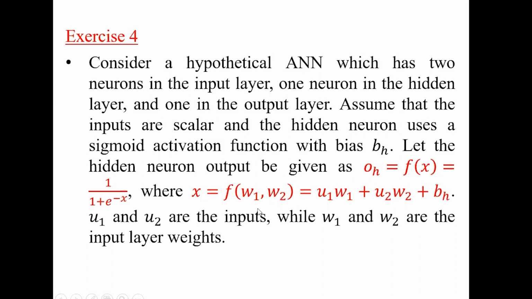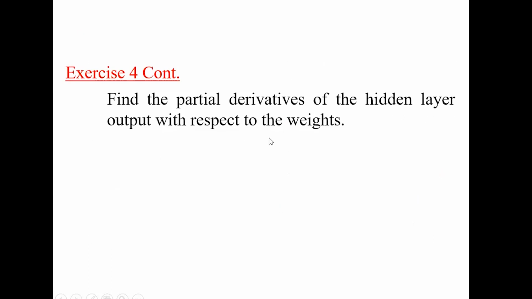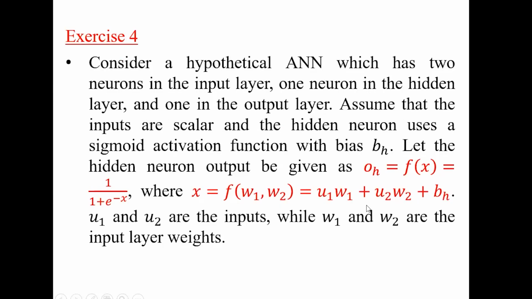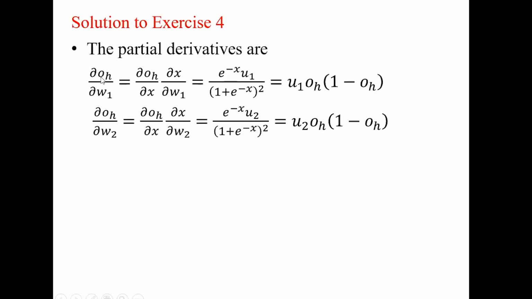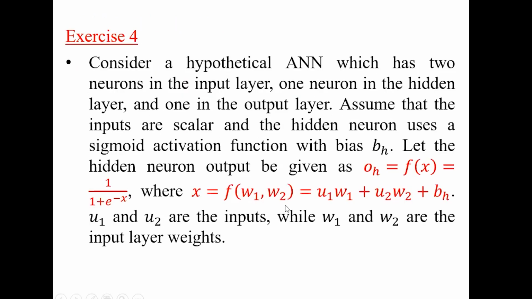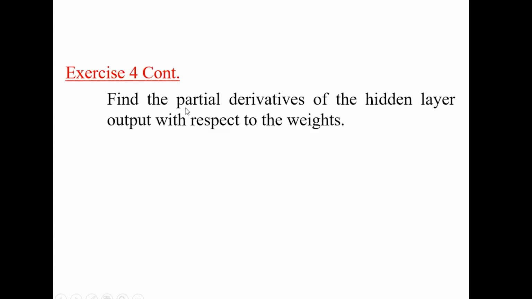The question says to find the partial derivative of the hidden layer output with respect to the weights. We have two weights now. Like I said, it's hypothetical, and indeed simple, but it's just a good example here. You can look at our results: output of the neuron with respect to weight 1, then output of the neuron with respect to S. This is S, and S is changing with W1 and W2. That is why we have this.